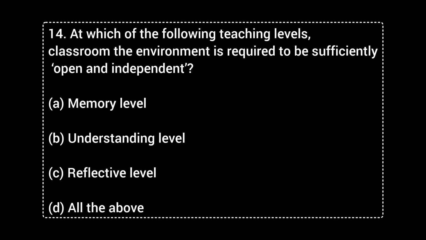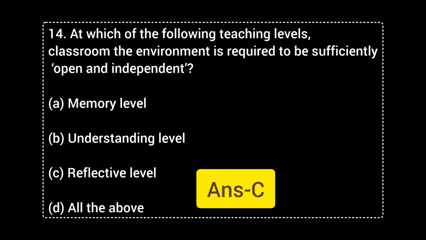So here the question is asking us about the classroom environment to be open and independent. And we know that in memory level and understanding level, it is not completely independent, right? But in reflective level, that is, after the memory, after the understanding, we try to reflect on what we have learned, isn't it? So that is going to be independent. And so the answer for this question is going to be option number C, reflective level.